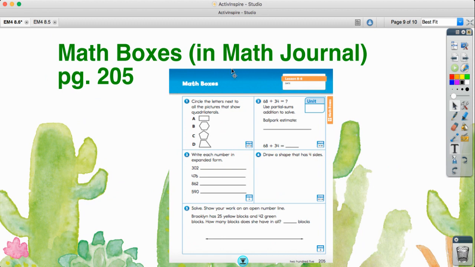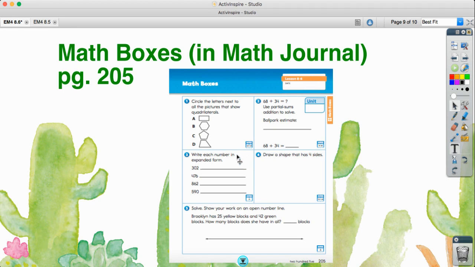Math boxes in your math journal. Page 205. Number 1. Circle the letters next to all the pictures that show quadrilaterals. Number 2. 68 plus 34 equals blank. Use partial sums addition to solve. Write your ballpark estimate and then your answer.